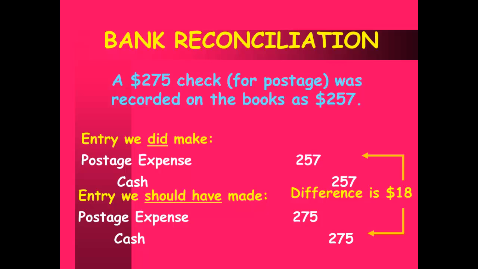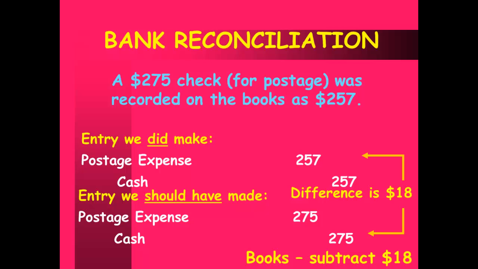I should have made cash go down by $275. I only made it go down by $257. I did not make it go down by enough. I need to subtract then that $18 to make it go down. So when you jot down these journal entries, I then want you to think about how they impacted cash. In this case, we credited cash for $257. We should have credited it for $18 more. We need to make cash go down by $18 more.